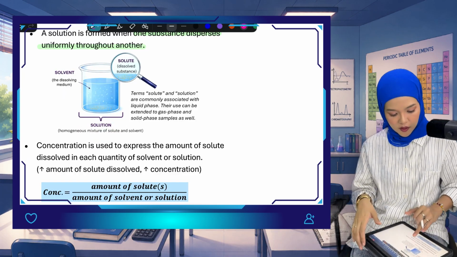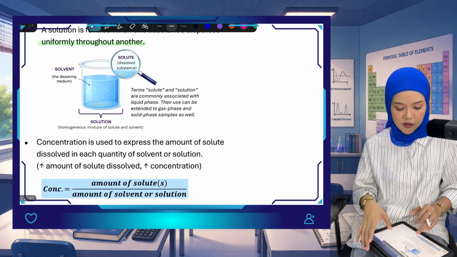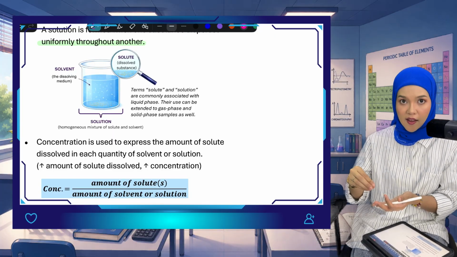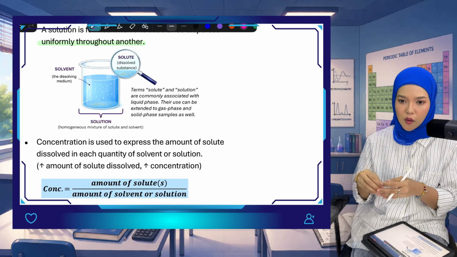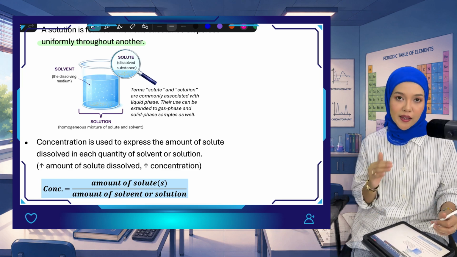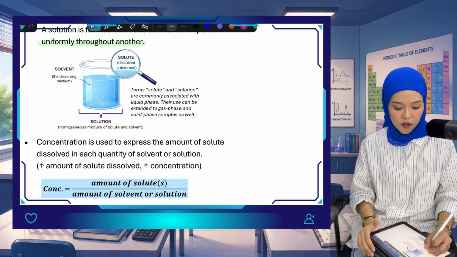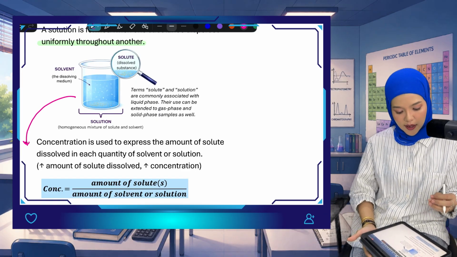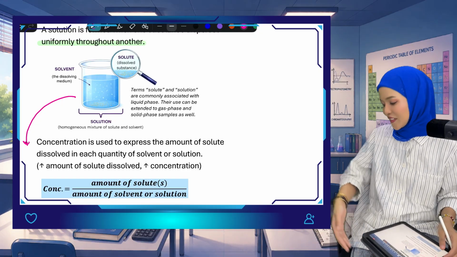So for this solution, we want to know how concentrated the solution is. We can use the concentration units.